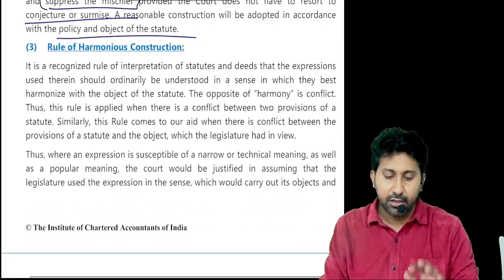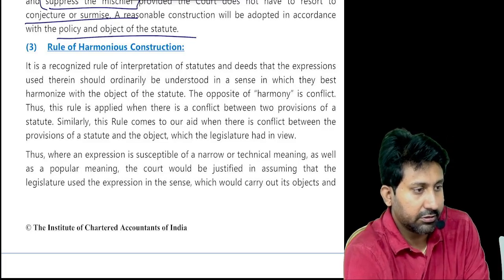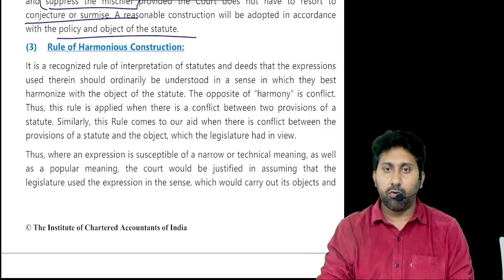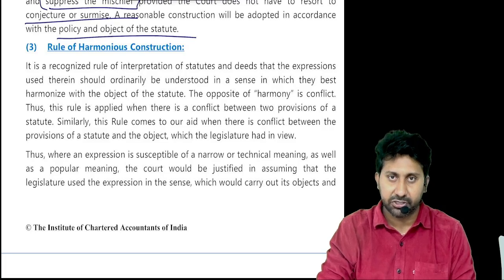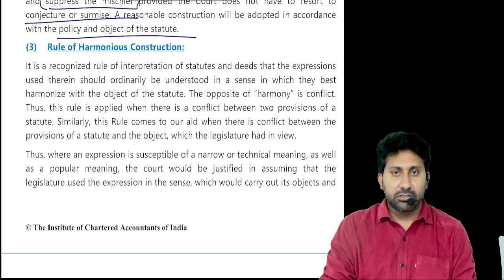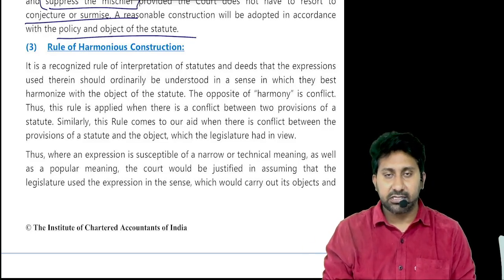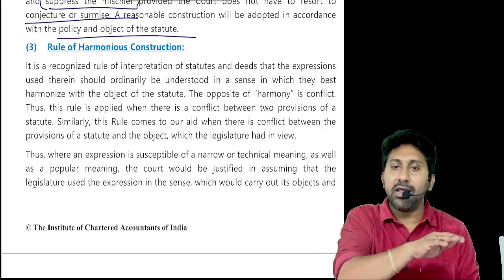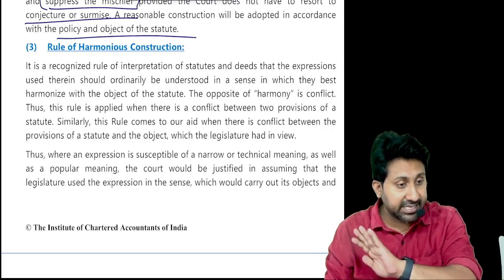Okay. Next. Rule of harmonious construction. So the next rule. Keep the heading: Rule of harmonious construction. First, let me explain the concept. Whenever I say harmonious construction, first thing is harmony means putting all at the same level. That means justification is given for all the provisions in the same way.